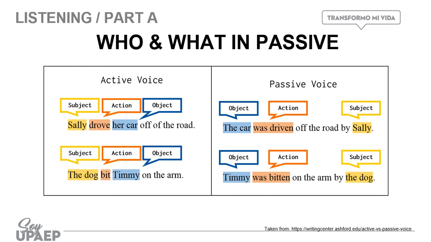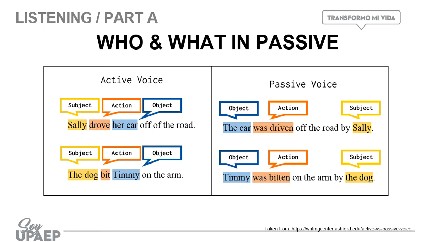So, for example, Sally drove her car off of the road. If you notice, that sentence is in active voice. Why? Because Sally is the subject, drove is the verb, and her car is the object. If we change that sentence into the passive voice, the sentence would be: the car, that used to be the object, was driven by Sally. The second sentence says the dog bit Timmy on the arm. Okay, if you remember, we have to change the places of the subject and the object. So it is going to be: Timmy was bitten on the arm by the dog.